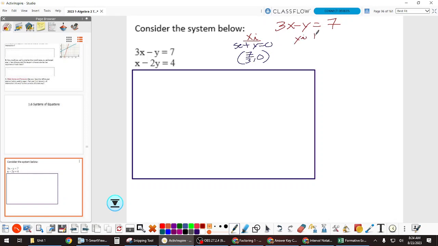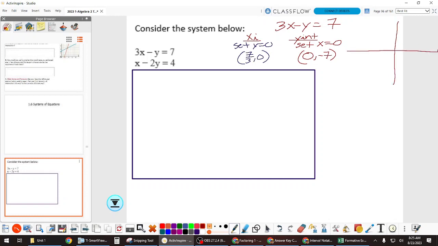Y-intercept. Why isn't it writing? There we go. Set x equal to 0. And so that first term goes away, and it says negative y equals 7. So what's our y-intercept? 0, negative 7. Again, you need to give it as a point. It's a point on a graph.